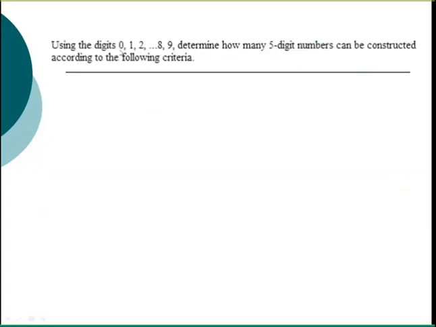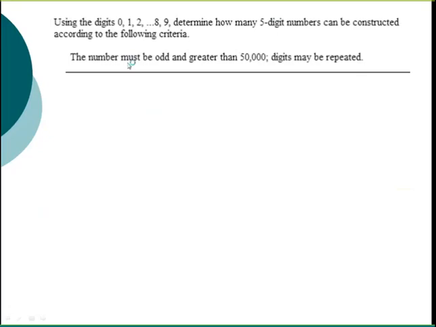For example, if I've got the digits 0 through 9, how many five-digit numbers can be constructed according to the following criteria? Okay, so the number has to be odd and greater than 50,000. And so what we're looking at is, with these restrictions, we have two places that are pretty much set for us. At least we have a smaller range of numbers. And that's right here with the 5 and the last number. So it has to be greater than 50,000. Digits can be repeated, but the overall number has to be odd.